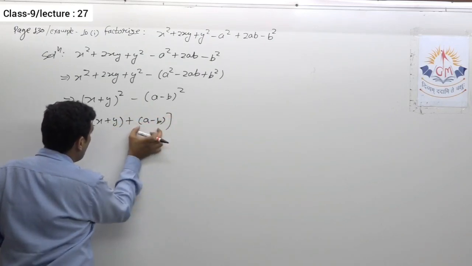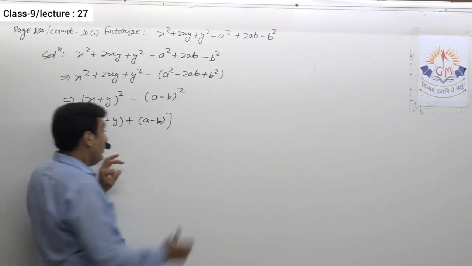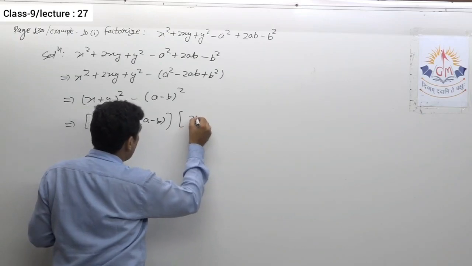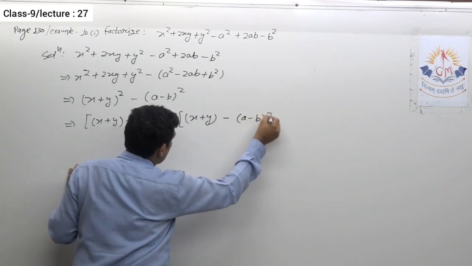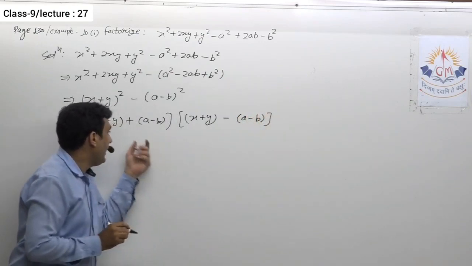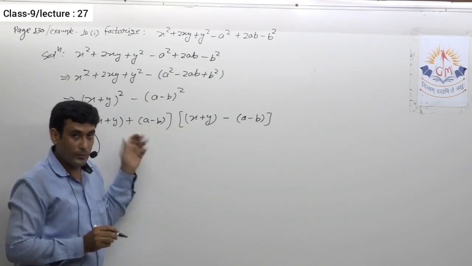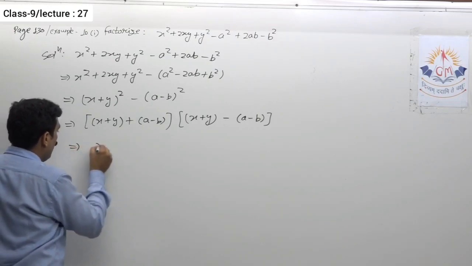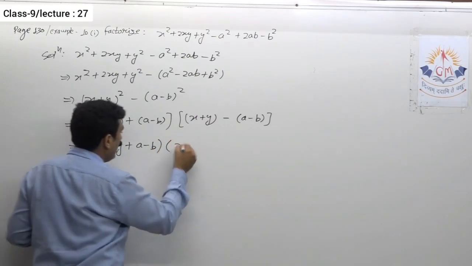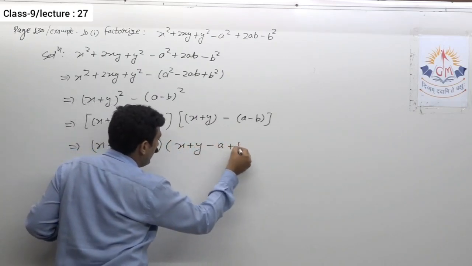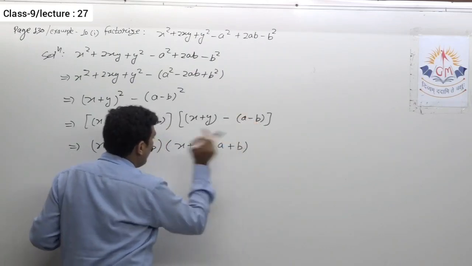Even if I don't put this small bracket it is okay here because there is a plus sign. But in case of subtraction, if I don't put the bracket, you will get an incorrect answer. So keep a habit of putting brackets even though the sign outside the bracket is plus. Now when I solve this, I will get x plus y plus a minus b over here, and over here x plus y minus a plus b. As I open the bracket, these signs get reversed: positive becomes negative, negative becomes positive.